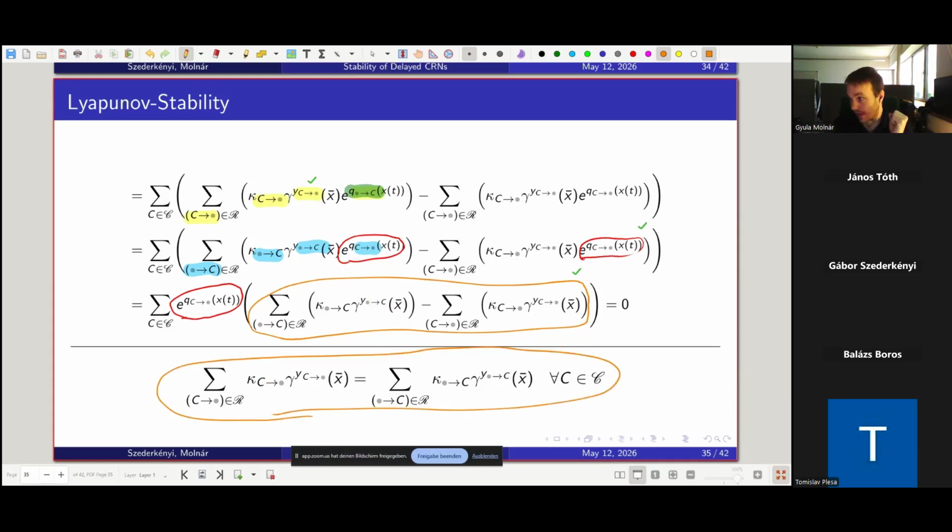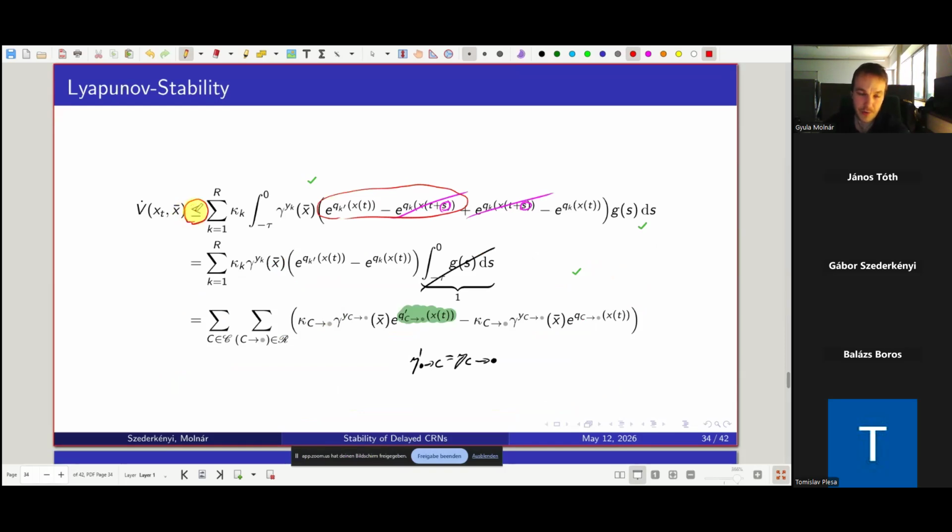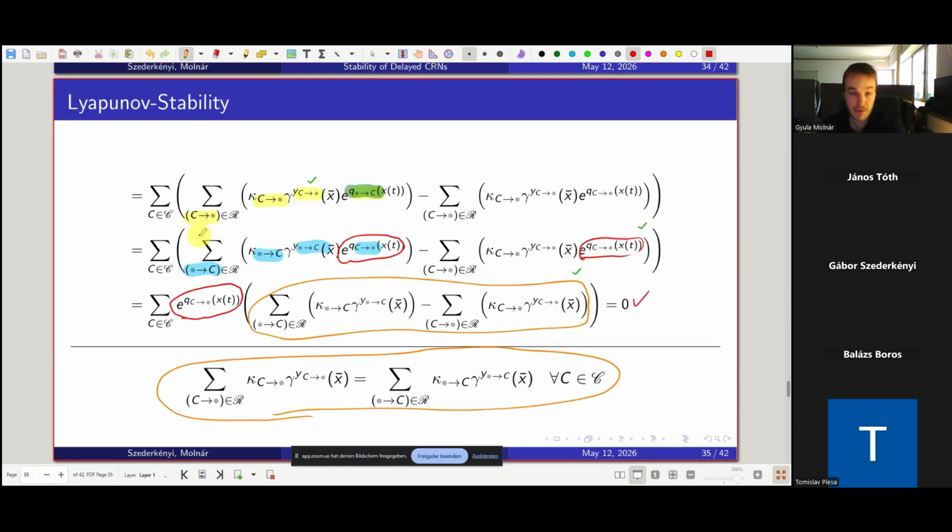And what that means is, this is a definition of complex balancing. The rate of creation of each complex equals its rate of annihilation. So the sum of rates of reactions leading to the complex is equal to the sum of rates of reactions leading from it. This is what that is mathematically, and because we know that we are in a complex balanced system, that has to be 0. So that is indeed so. This term brings everything here to 0, and because earlier we had this less than or equal sign, we have Lyapunov stability.